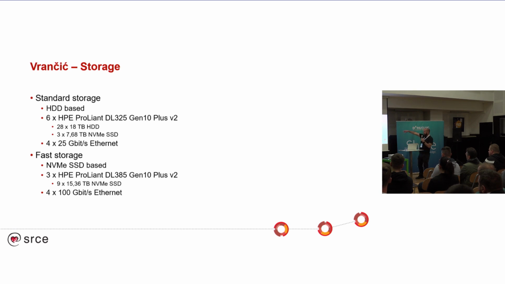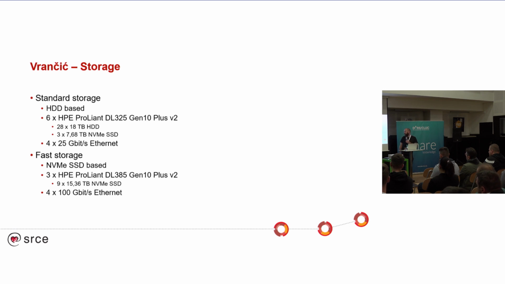You'll recognize that it has the NVMe SSD because of the database and log. While on the HDDs, you actually store the data itself. While the fast storage is purely NVMe, so it's basically flash-based, but it only has 3 servers and, well, 3 times 9 times 15.36 terabytes. Altogether the upper one gives 3 petabytes brutto, and the lower one is about 400 terabytes brutto storage.